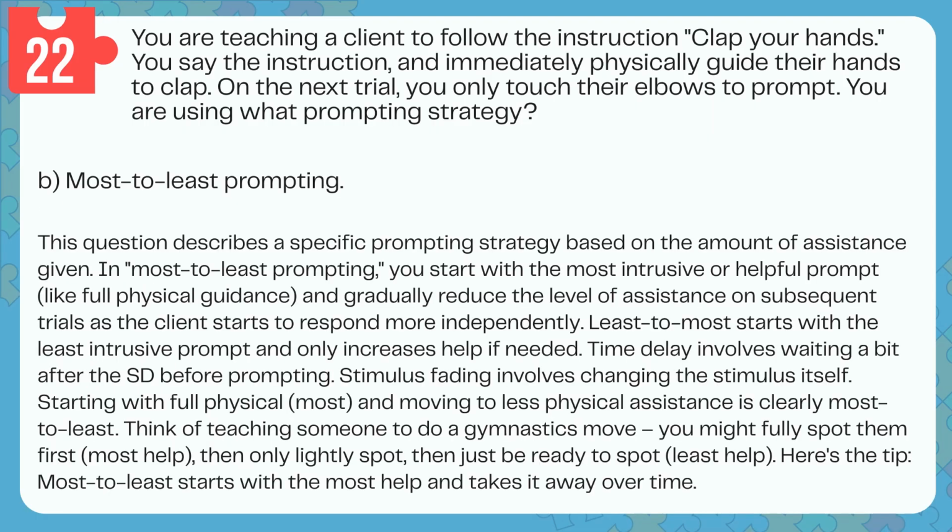Answer B. Most to least prompting. This question describes the specific prompting strategy based on the amount of assistance given. In most to least prompting, you start with the most intrusive or helpful prompt, like full physical guidance, and gradually reduce the level of assistance on subsequent trials as the client starts to respond more independently. Least to most starts with the least intrusive prompt and only increases help if needed. Time delay involves waiting a bit after the SD before prompting. Stimulus fading involves changing the stimulus itself. Starting with full physical, most, and moving to less physical assistance is clearly most to least.